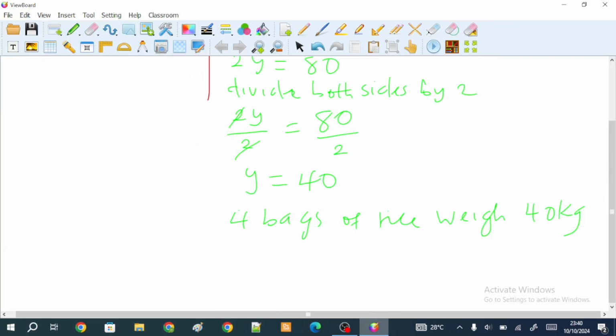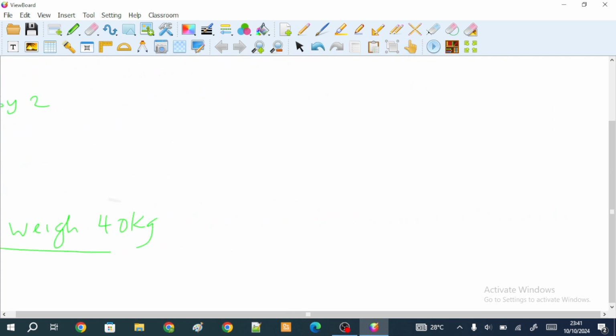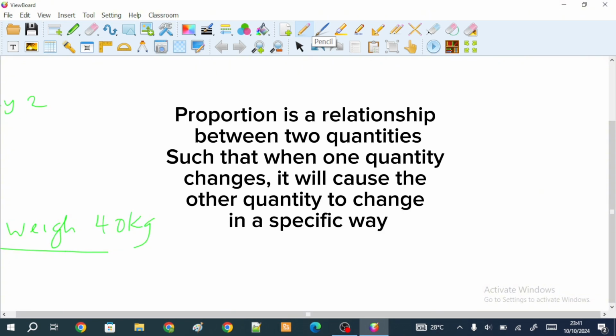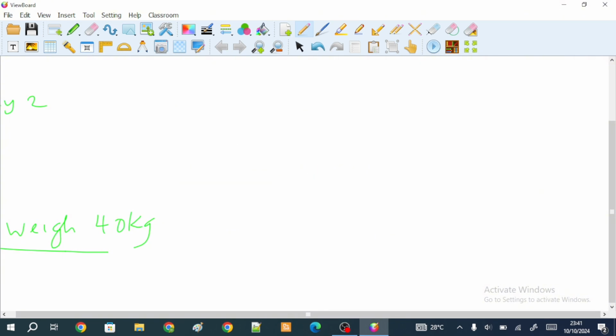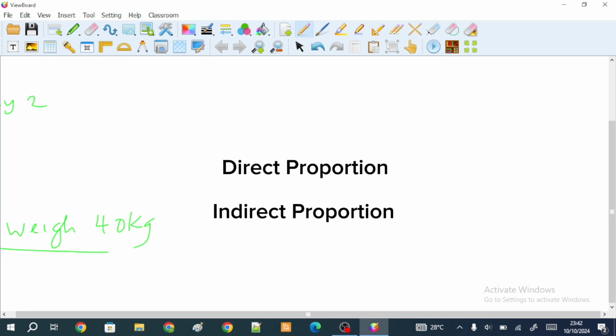In today's class, we're going to be looking at indirect proportion. Remember that proportion is a relationship between two quantities such that when one quantity changes, the other changes in a specific way. And we saw in the last lesson that there are two types of proportion, which are the direct proportion and the indirect proportion. So in today's class, we're looking at indirect proportion.